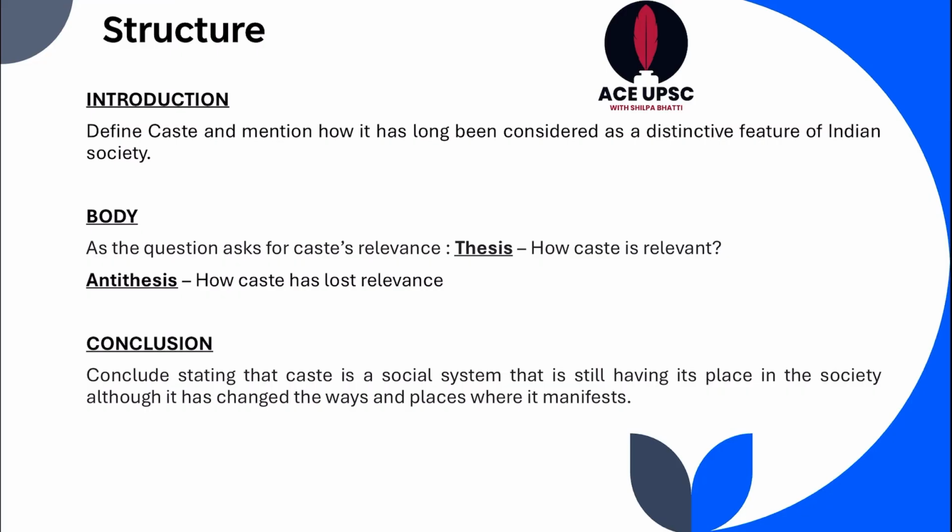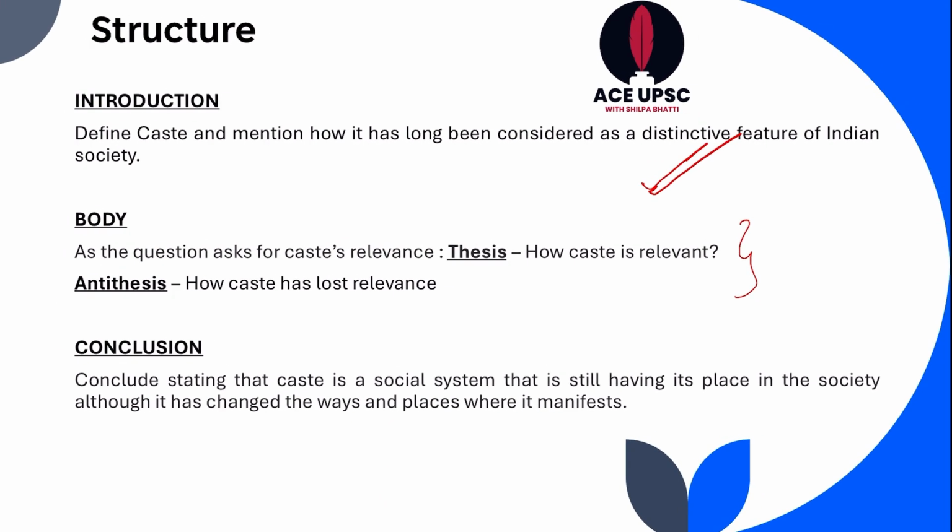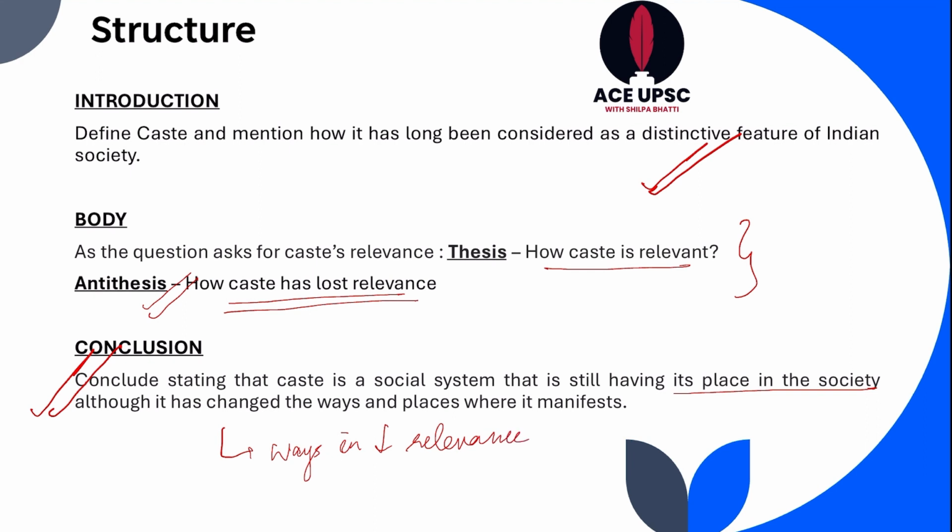So now the structure here would be, first you will define caste, right? Mention how it has been considered a distinctive feature of Indian society. Then in the body of your answer, you will first discuss how caste is relevant in today's time, right? And then the antithesis will be how caste has lost relevance. The conclusion will state that it still has its place in society, although it has changed, plus telling the ways in which we can decrease its relevance, right? So this is the structure.